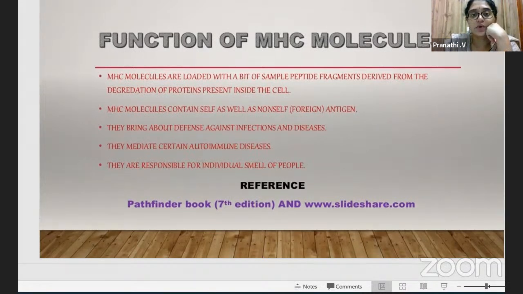So I'm going to pause share right now, and I'm going to start with the classical pathway of the complement system basically.